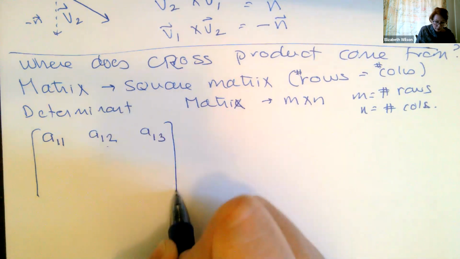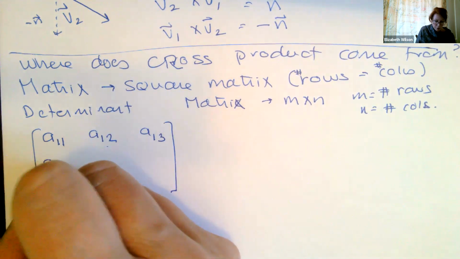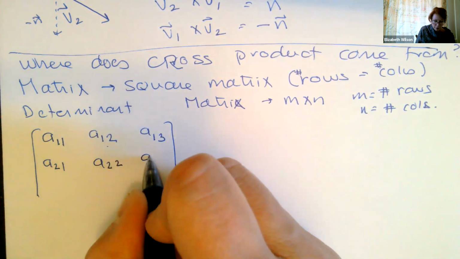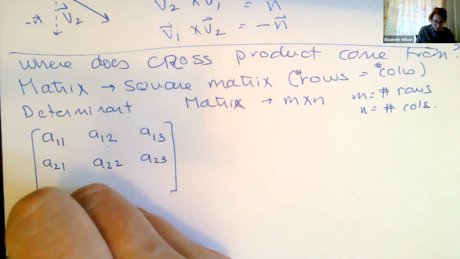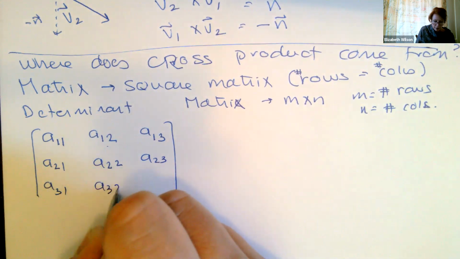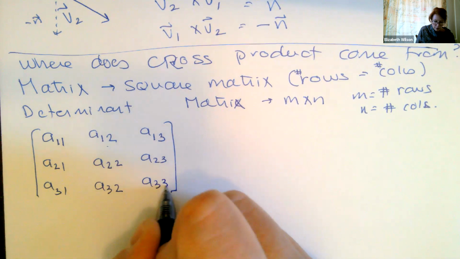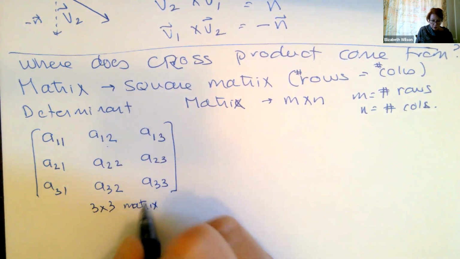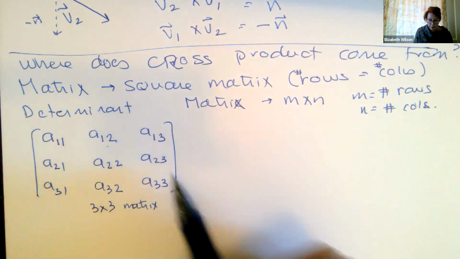And I'm going to go down. This is my second row, first column; second row, second column; second row, third column. This is my third row, first column; third row, second column; and third row, third column. So this is a 3 by 3 matrix, 3 rows and 3 columns, so square.